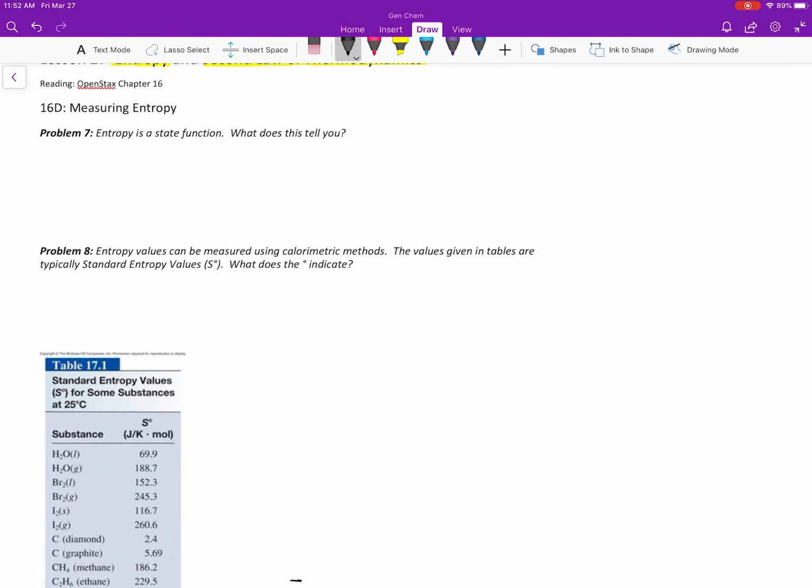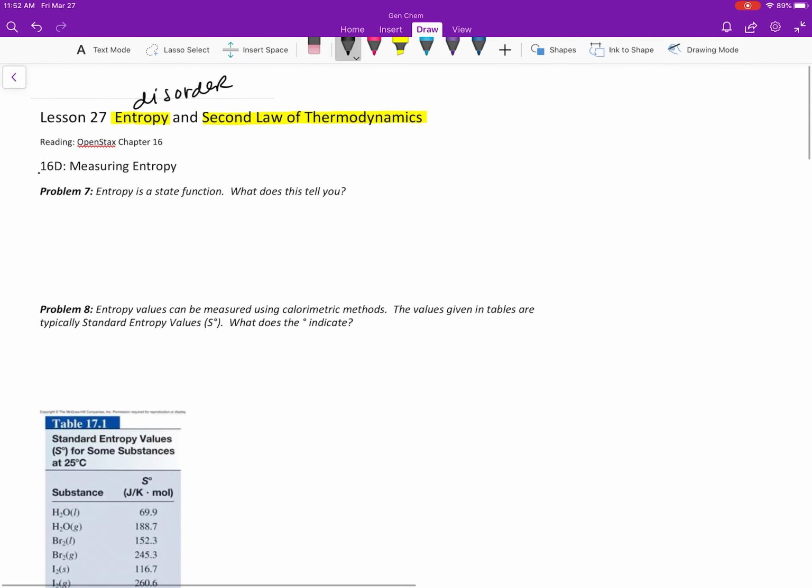All right, so we have to bring back some important definitions. So the first thing says measuring entropy. I'm not sure why that says 16. Maybe because of chapter 16, but it should be 27a, just in case I put these into separate, smaller videos.